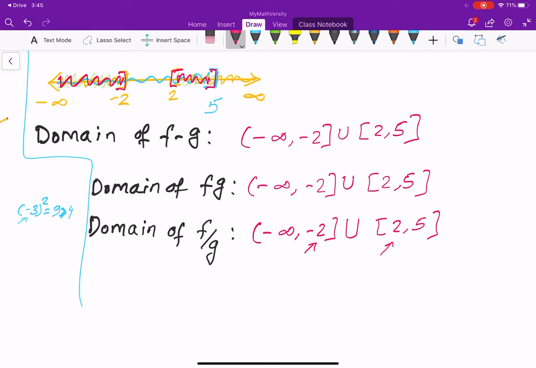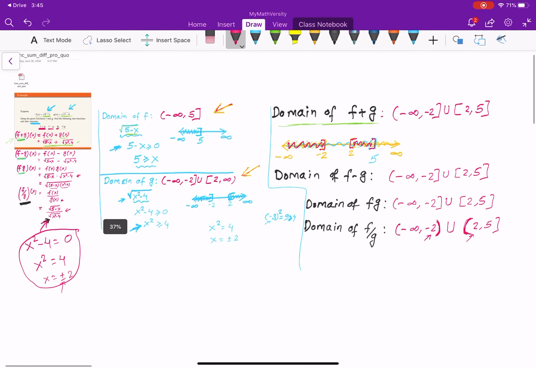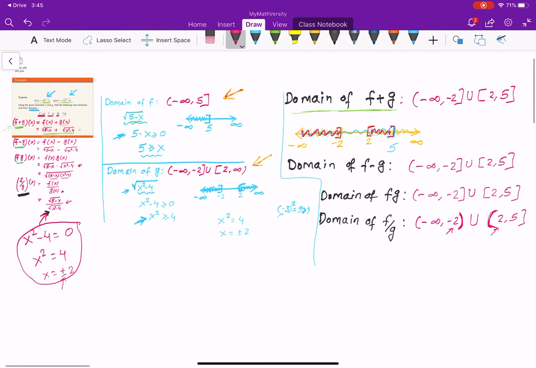So how can we do that? Well, we just need to replace the bracket sign over here at negative 2 and positive 2 with a parenthesis. If we write a parenthesis, that means we are excluding the endpoint. In this case, negative 2 and 2 are endpoints, right? So I just need to remove those. All right, so this is the domain of this new function that we have been given, and we have already discussed how to find these new functions.